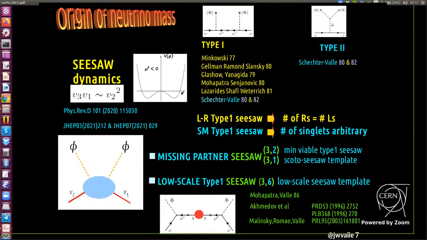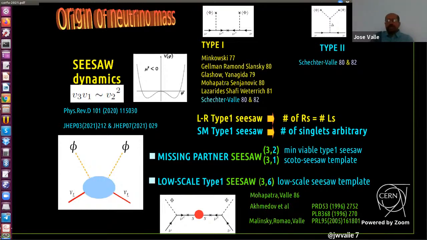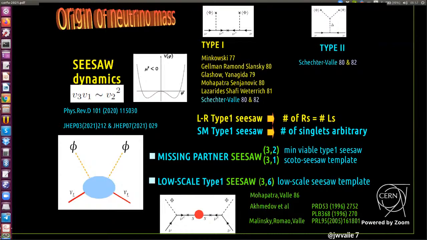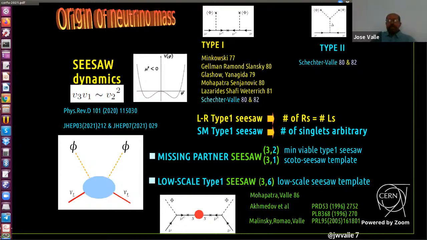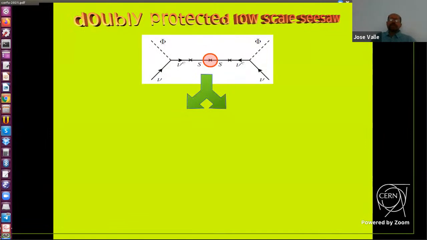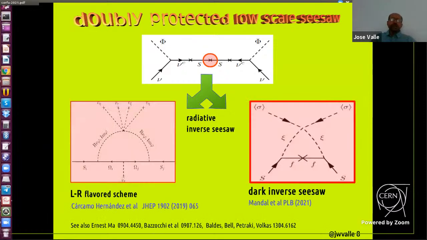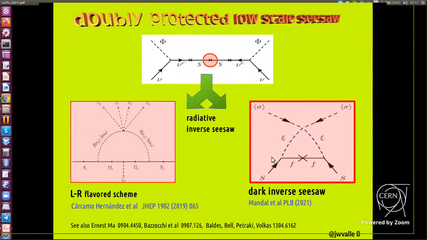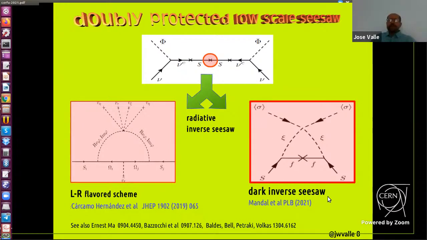So you have masses induced by accessible mediators and protected by a symmetry. In fact, the symmetry protection can be a double one, to the extent that this red blob may itself result from yet another layer of calculable physics. For example, here on the right, you have the dark seesaw case, where this blob actually is the dark sector.